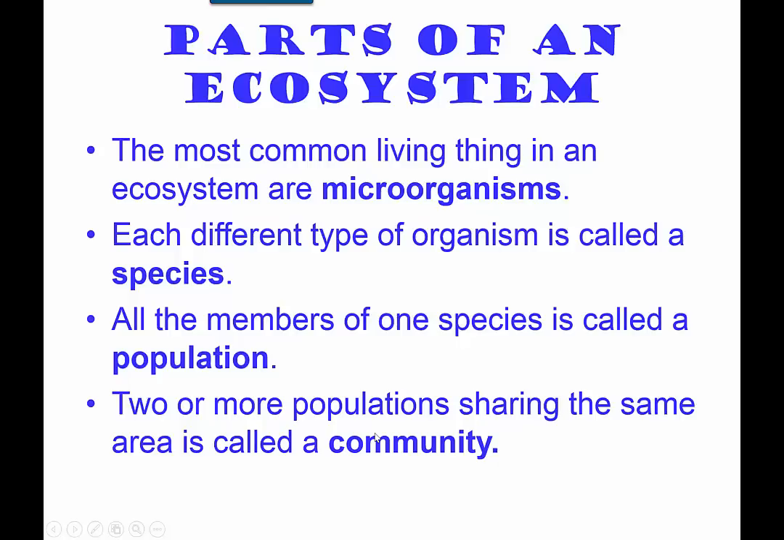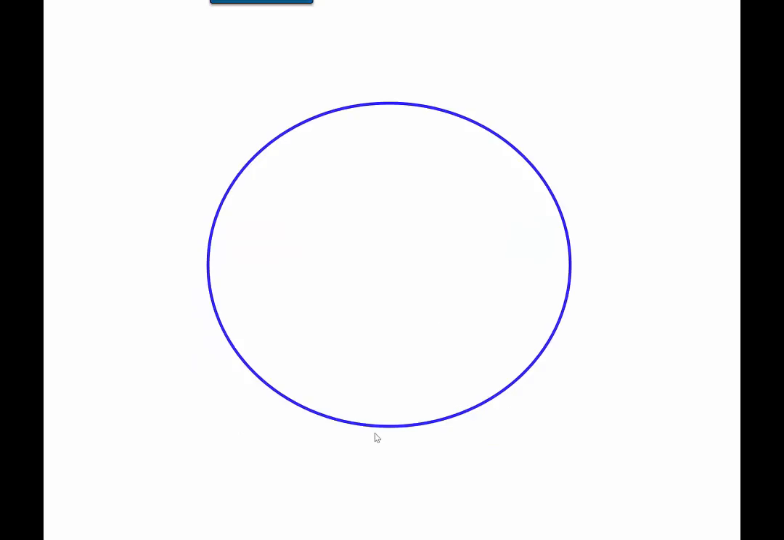Now, the easiest way to explain this in terms of an everyday occurrence for you would be to think of you as a species, all of your family that live together in your home as your population, and then all of the homes on your street as your community.